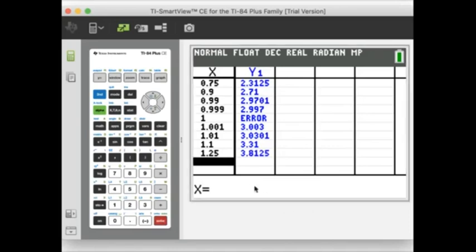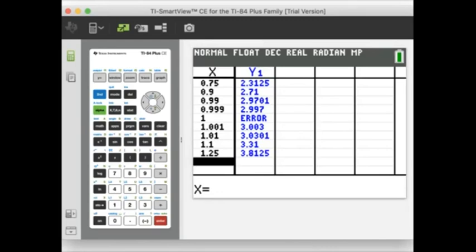So this is indeed the table that you saw pictured there. This is how you get it in the calculator. And so you can easily see that as x is approaching 1, our function is approaching 3 from both sides.